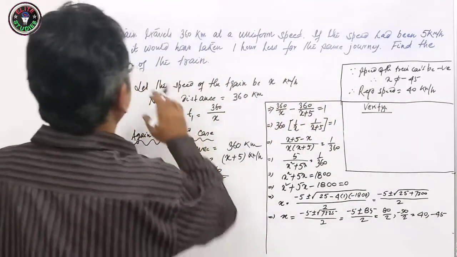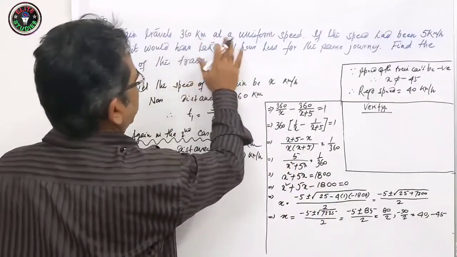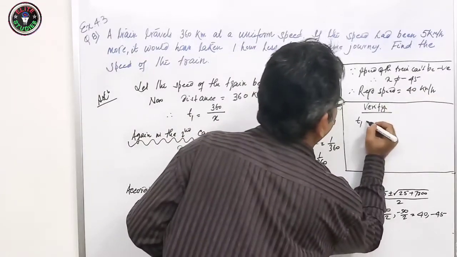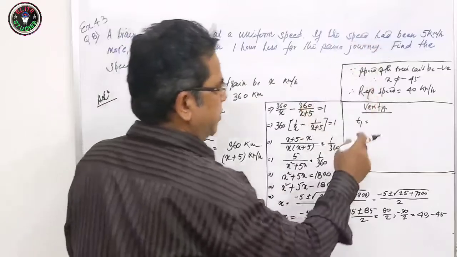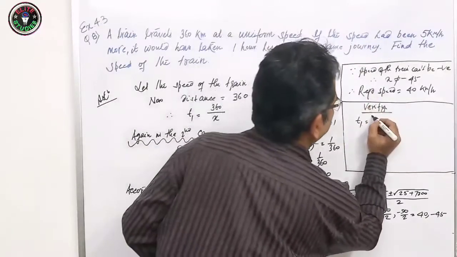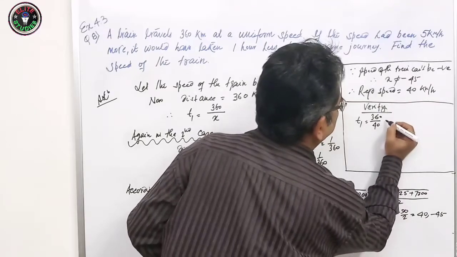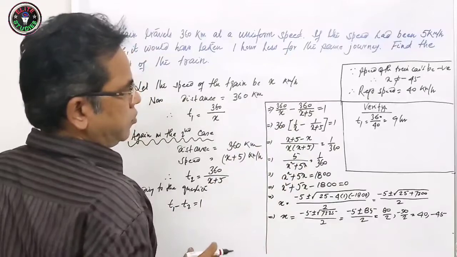Let us verify. So what is T1? Initially, the train travels 360 km at a uniform speed, and our uniform speed is 40 km per hour. So time is equal to distance by speed. Distance is 360 divided by speed, which is 40. So it is 9 hours. So our original time taken was 9 hours.